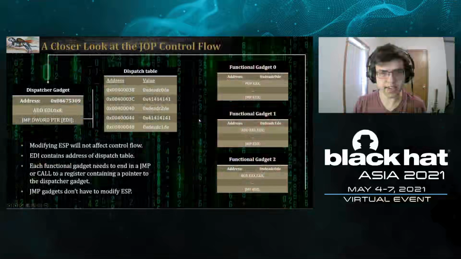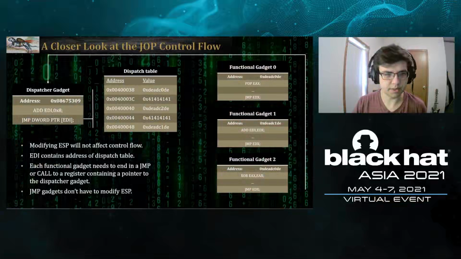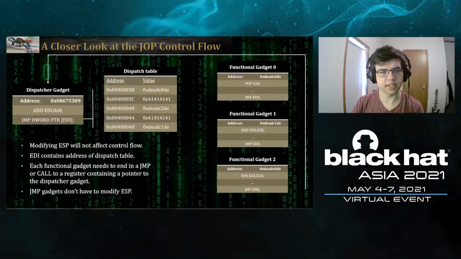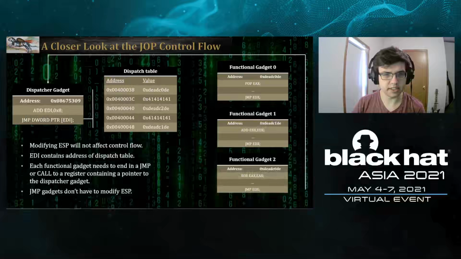So we'll take another look at our JOP control flow here. We have a diagram similar to before, however, maybe a little bit more in depth. We have our dispatcher gadget on the left, our dispatch table in the middle, and our functional gadgets on the right. Our dispatcher gadget is using EDI to store the address of our dispatch table. That jump dereference EDI is going to bring us to a functional gadget based on what is in our dispatch table.